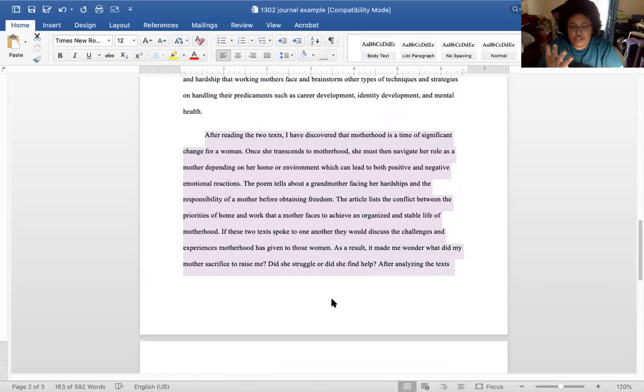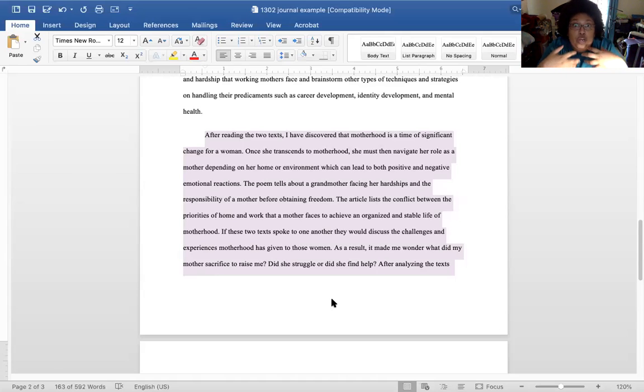The last paragraph, what you're going to do is, of course, answer the questions that are in the assignment sheet, but you're also going to give me your opinion. So this particular writer said, after reading these two texts, I have discovered that motherhood is a time of significant change for a woman. Once she transcends to motherhood, she must also navigate her role as a mother, depending on her home environment, which can lead to both positive and negative emotional reactions.